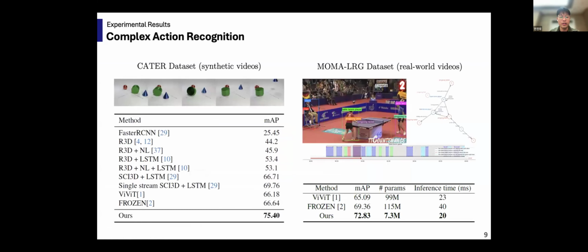By following our compositional learning framework, we have achieved state-of-the-art performance in the complex action recognition test. And this result is actually quite remarkable because it is against ViViT and frozen modern transformer-based video encoders, but our model outperformed them, although we trained from scratch. During the rebuttal phase, we were requested to test on a real-world and longer dataset like MoMA-LRG. So we conducted experiments on the MoMA-LRG dataset, shown on the right, and we also got higher performance than the modern video encoders.